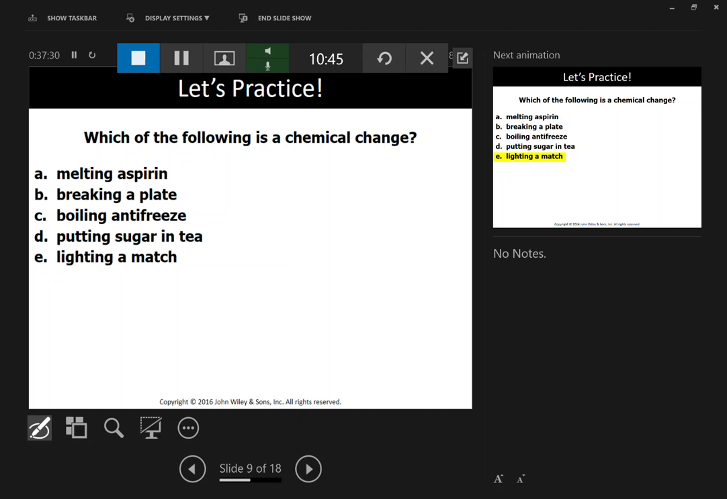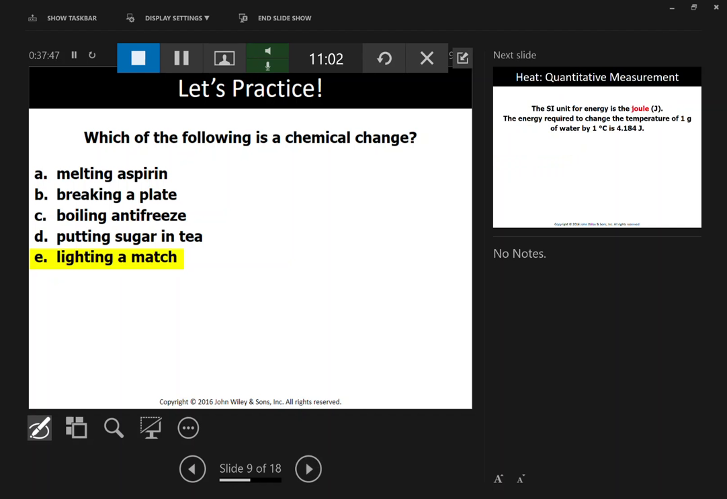Lighting a match, it's a chemical change because any burning is a reaction with oxygen. So the match is burning, and after it's burned, you don't have the match anymore, it's not usable. So lighting a match is a chemical change. Questions?